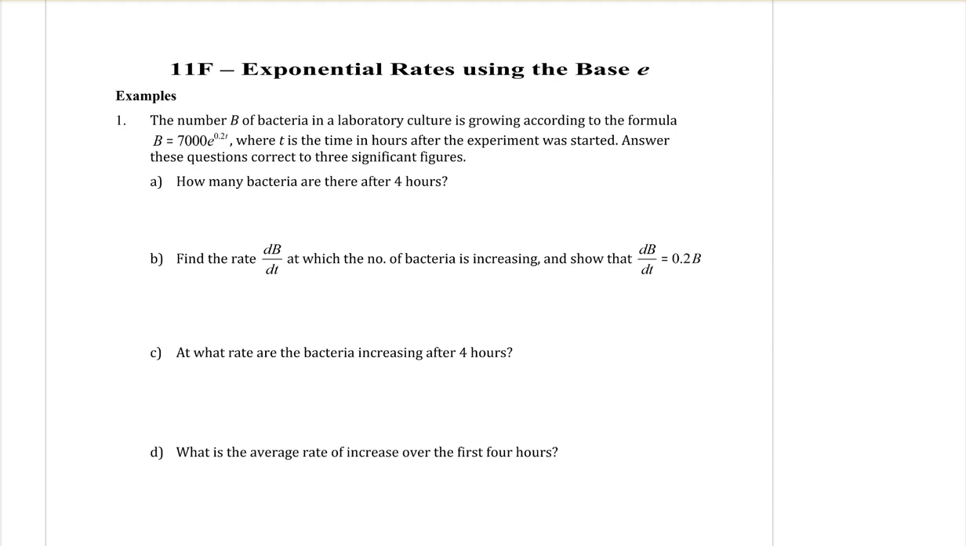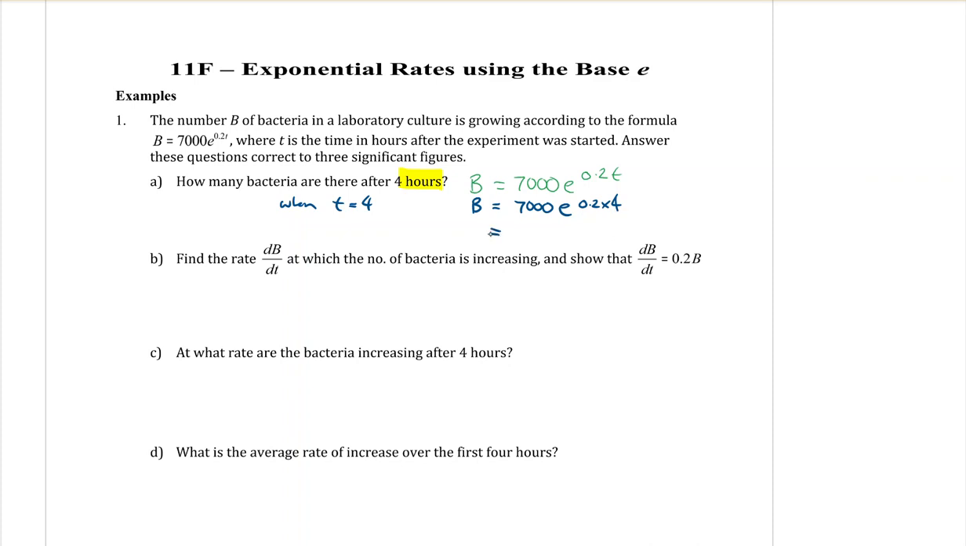So I'm using my equation, B equals 7,000 e to the 0.2t. t stands for time in hours, and I'm told that I want to find the bacteria after 4 hours. I'm just subbing in that t is equal to 4. So you can write that here as a reminder. When t equals 4, we're going to sub that in. B equals 7,000 e to the 0.2 times 4. And then calculate in the calculator.